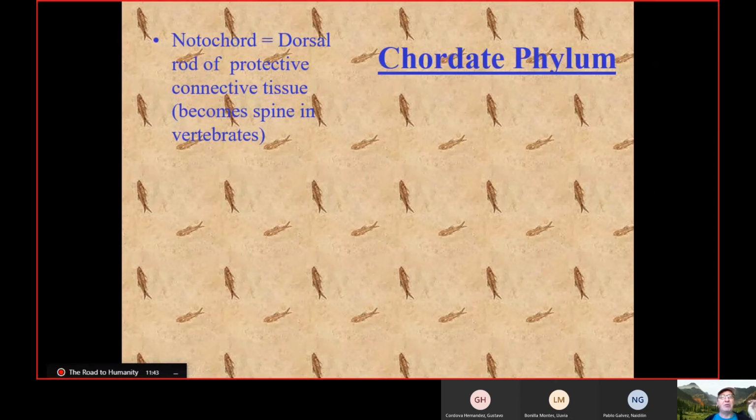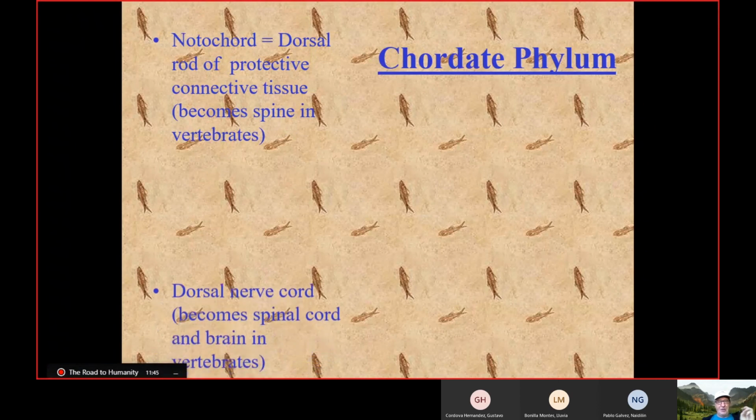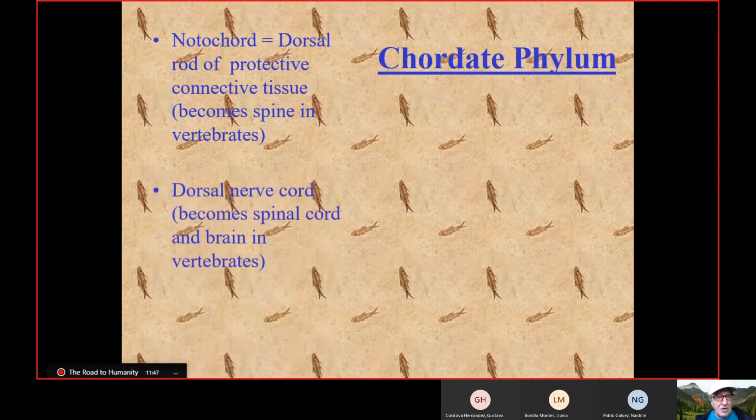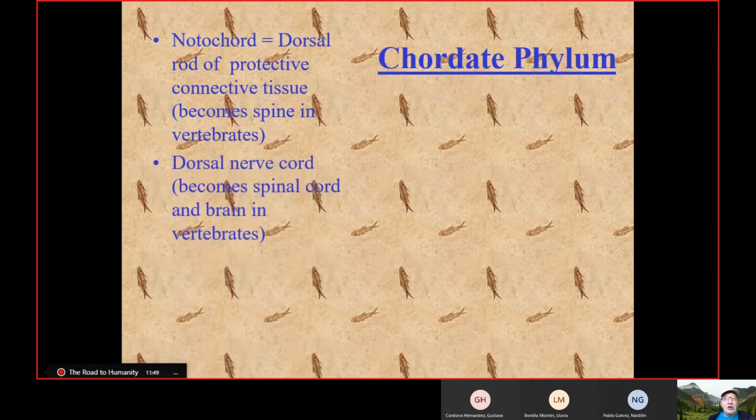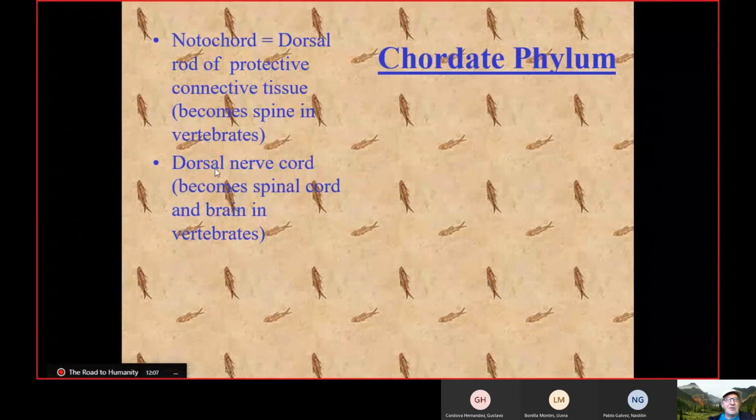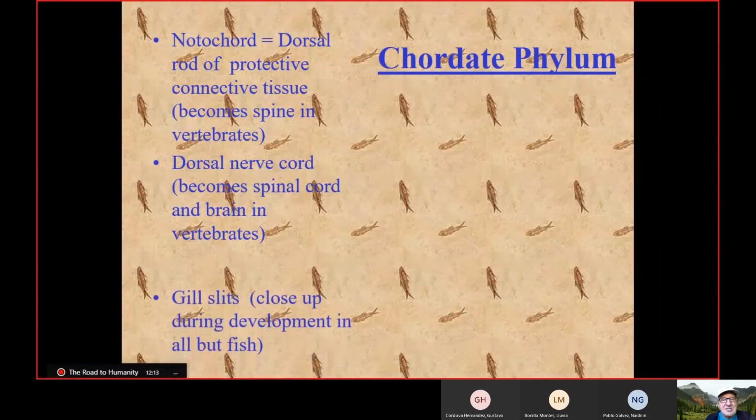mature before birth. The second thing that all chordates have in common is we have a nerve cord also along our back. It's basically protected by this notochord. So in us, it becomes our spinal cord and our brain, and it's found on our back. This is different than in an insect. They have a nerve cord, but it's along their belly. It's not on their back. It's not dorsal.